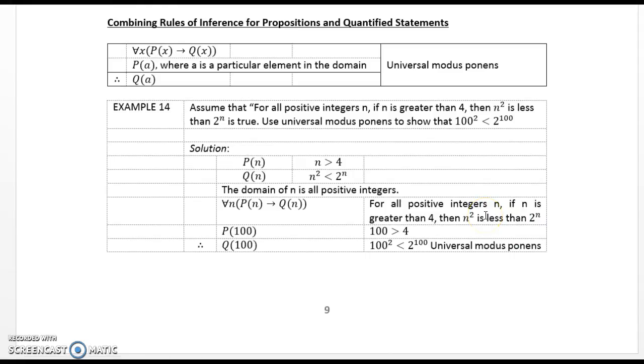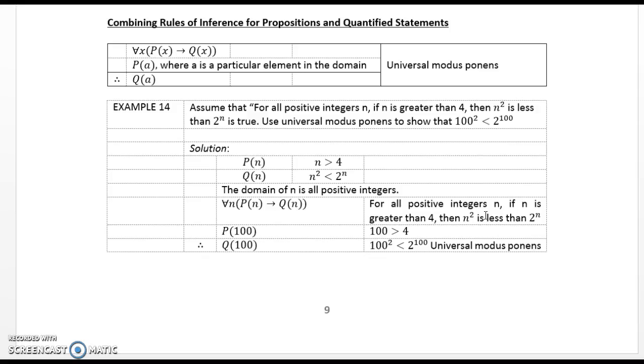Combining rules of inference for propositions and quantified statements. For all x, P of x implies Q of x. P of A, where A is a particular element of the domain, therefore Q of A. This is universal modus ponens.